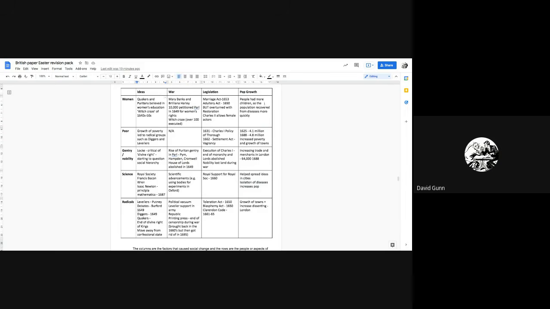There could be a variation on these things. These things aren't set in stone. But these are the general areas that you'd be talking about. So it's really important that you've got a confident understanding of the factors that cause social change.